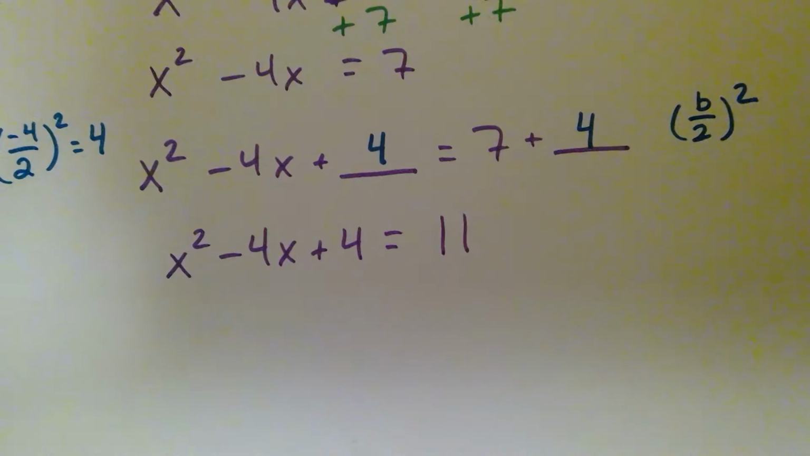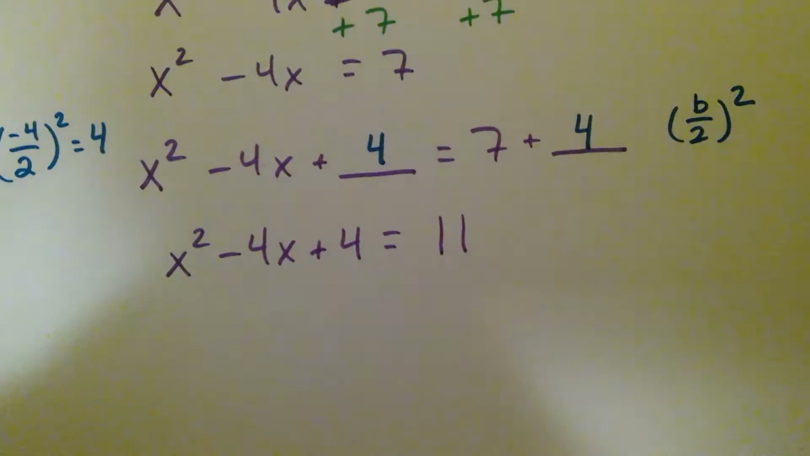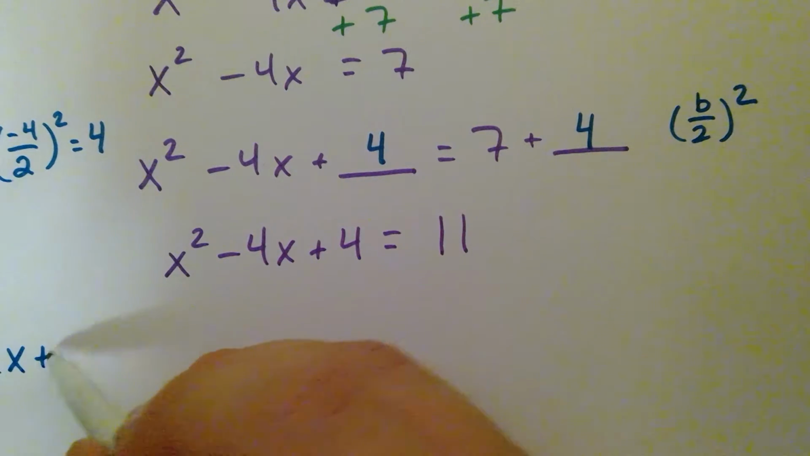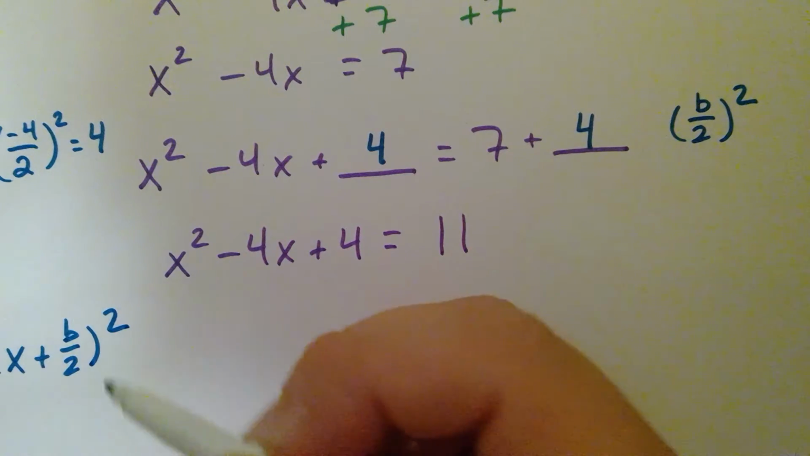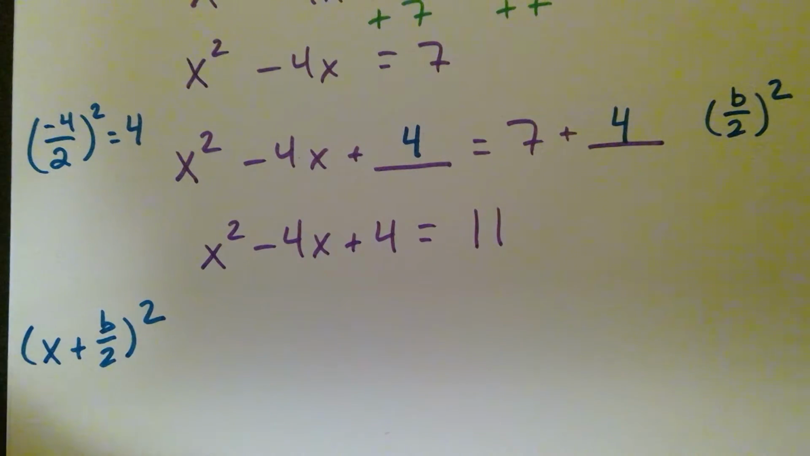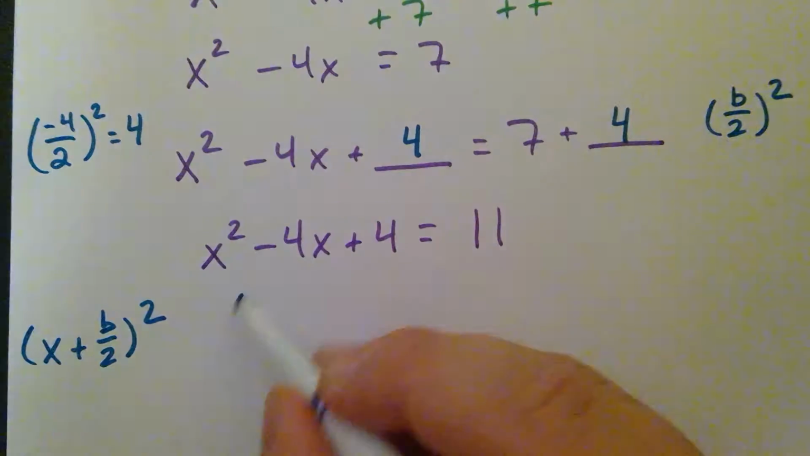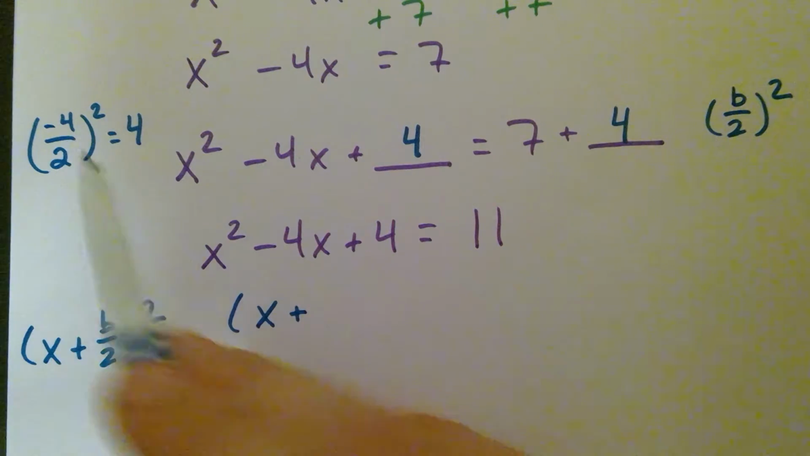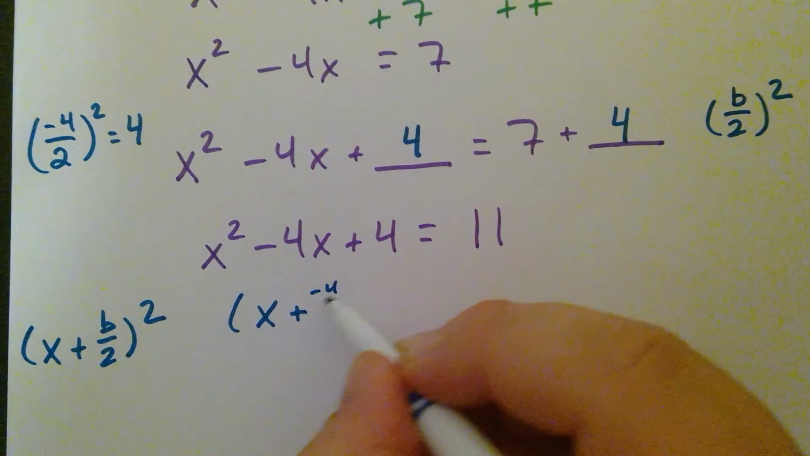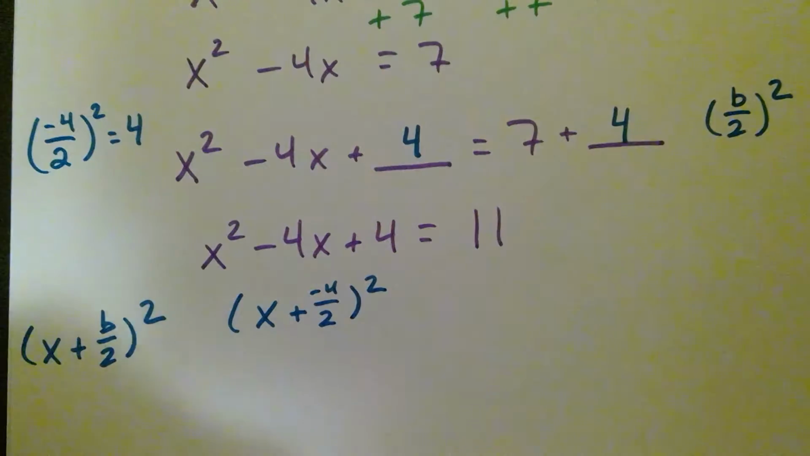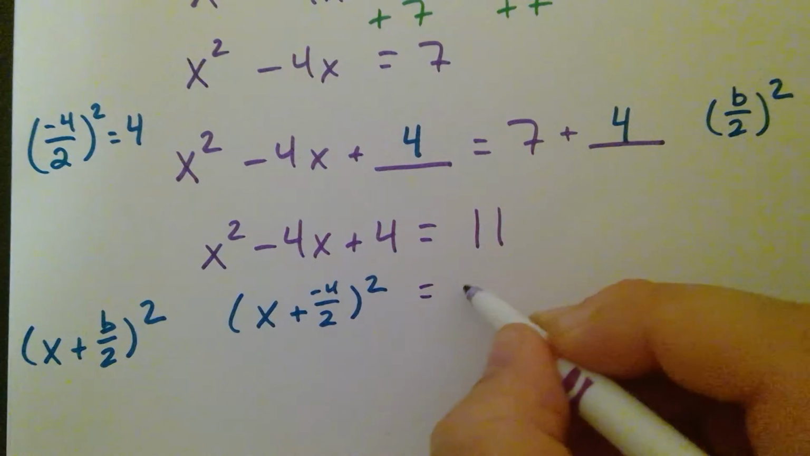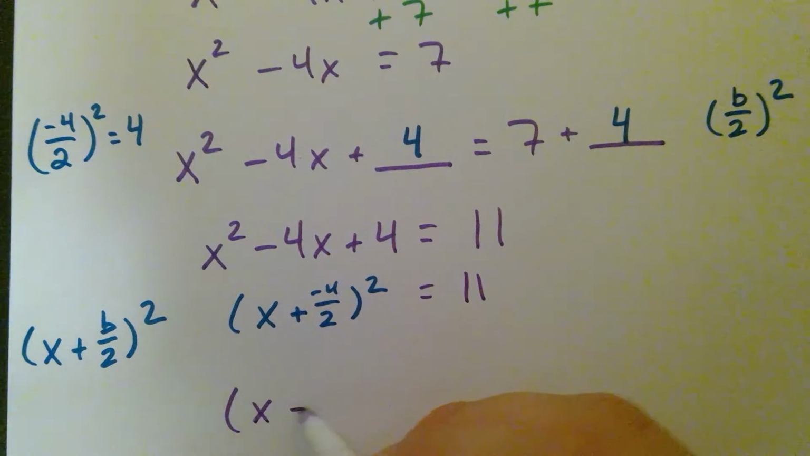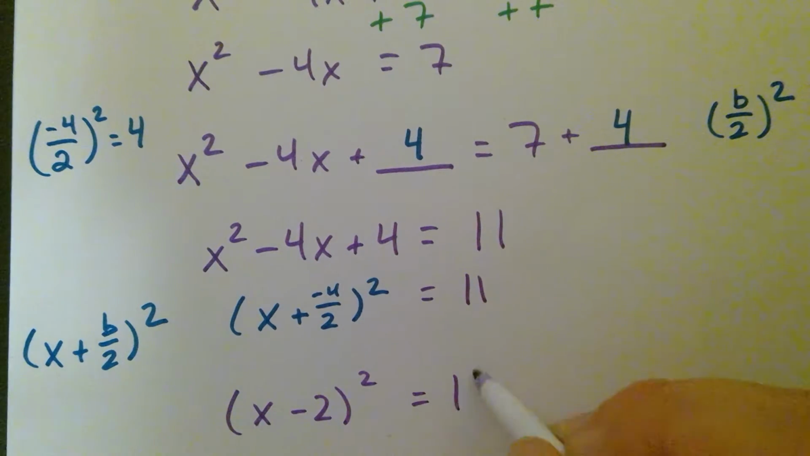And we need to now rewrite this left side into a square. We said that it is going to be of the form x plus b over 2 squared. So there's x plus b, which is negative 4. Notice how we said negative 4 up here. The negative must stay with it, so plus negative 4 divided by 2 squared equals 11. Okay, so we'll simplify. x minus 2 squared equals 11.